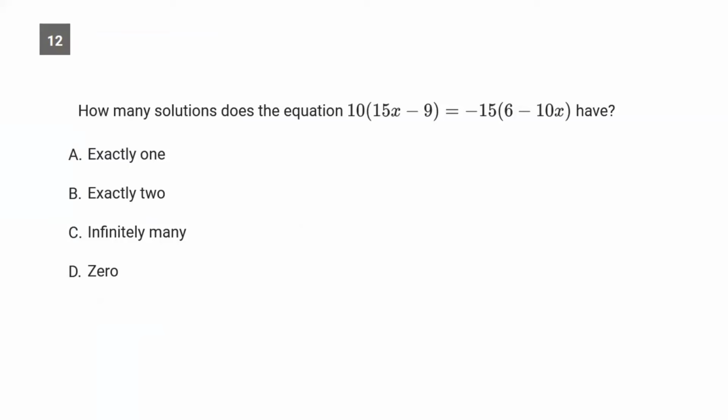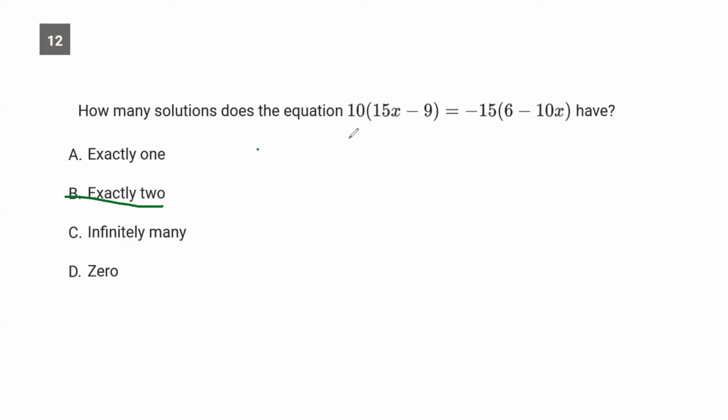How many solutions does the equation 10 times (15x minus 9) equals negative 15 times (6 minus 10x) have? Okay, so again, we've had one where it was how many solutions. We talked about they're two straight lines, right? So they could have one solution, infinitely many, or 0. Couldn't have 2, so we can just cross that out. And let's work this out and see what happens, right?